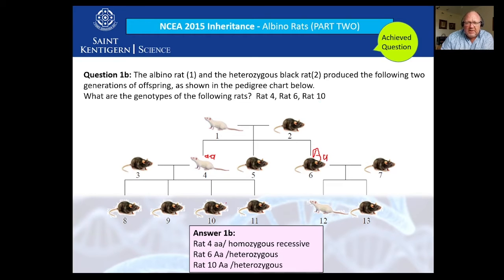And then rat 10. Again, the mom can only give a little a. And the dad, if he's a heterozygote, we don't know. But we know that he's got at least one big A. So this one has to be a heterozygote. Okay. There we go.